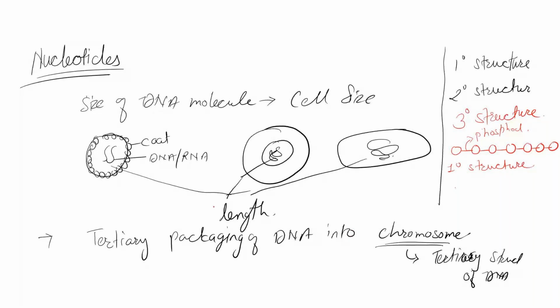And when these two chains of the DNA, the two strands of the DNA, are attached to each other by hydrogen bonding between the nitrogen bases, and these two strands are intercoiled on an imaginary central axis, this is called the secondary structure of DNA. This is called what?